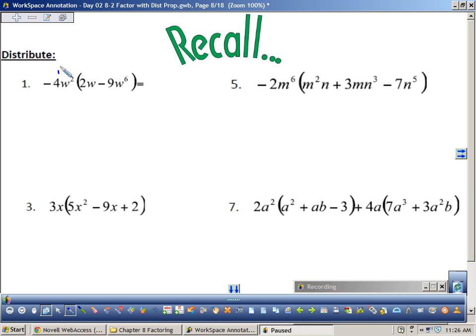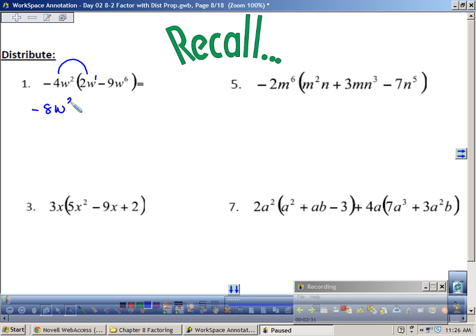Okay, so if I were to distribute this negative 4w squared, then I would get negative 8w to the what power? This is a 1, so it would be cubed. A negative times a negative is a positive. So what's 9 times 4? 36w to the 8. Good job. That's the simplified answer. Let's do number 5 first before we do number 3.